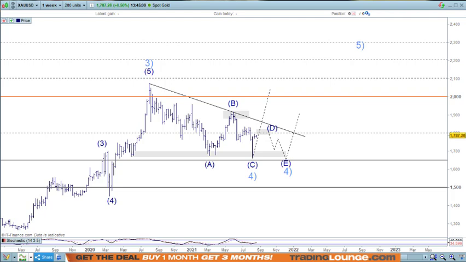We're looking at two counts. This is a weekly chart for US spot gold. We're looking at two counts here, as you may know. One of them is an irregular flat, which is the A, the B, and 1, 2, 3, 4, 5 for the C wave of 4 here. A little bit dodgy, but we'll continue with it.